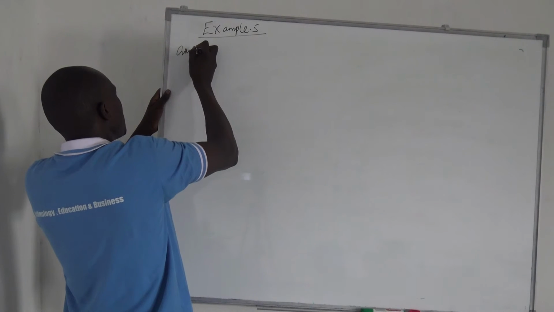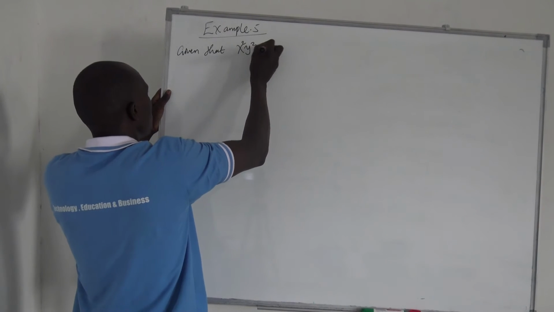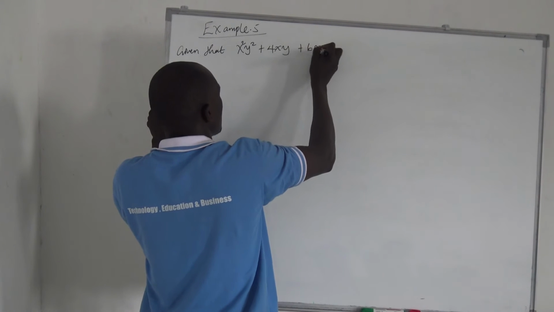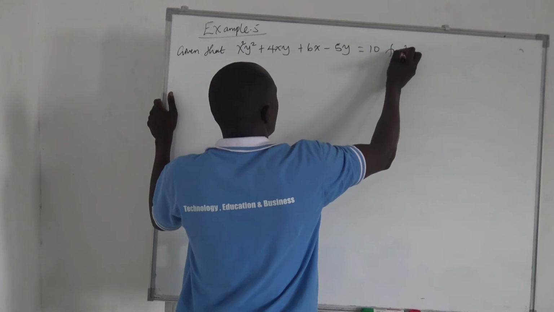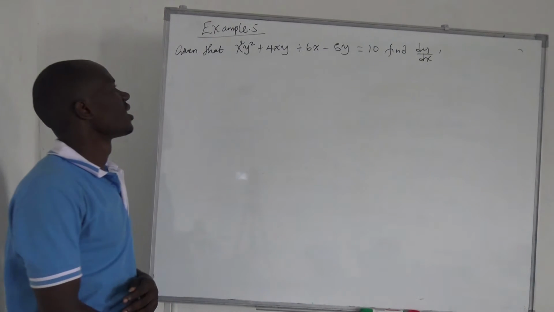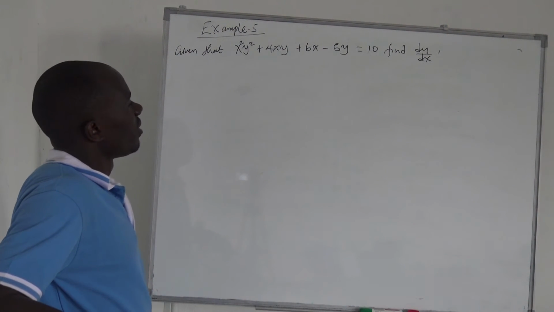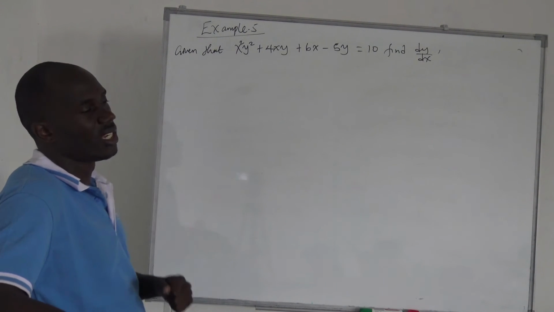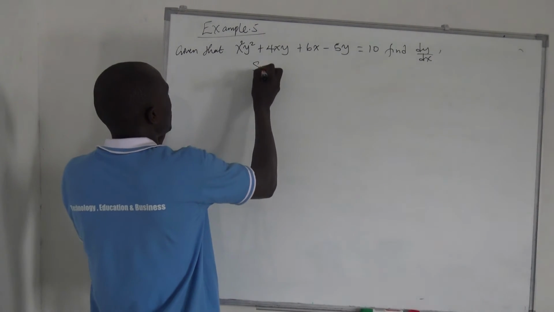Given that x squared y squared plus 4xy plus 6x minus 5y equals 10, find dy/dx. Class, can we go together? The question goes, given that x squared y squared plus 4xy plus 6x minus 5y equals 10, find dy/dx. Let's look at the solution.